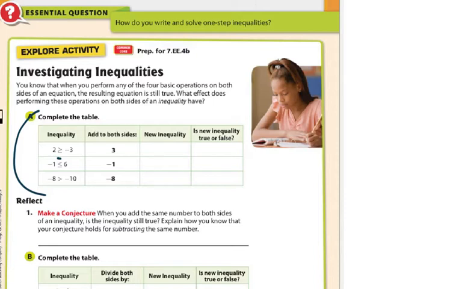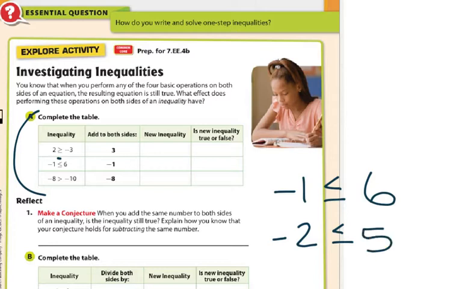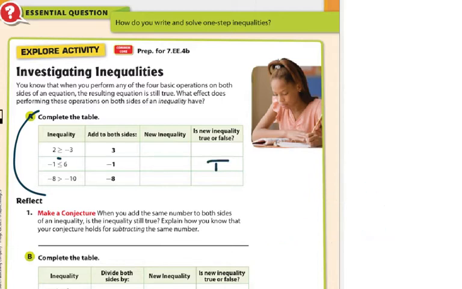So now they give us -1 is less than or equal to 6. And they want us to add -1 to both sides. So if I add -1 to -1, I end up with -2. And is that less than or equal to 5? If I do 6 minus 1, I end up with 5. And let's see if this is true. -2 is less than or equal to 5. Yep, -2 is less than it. So that is also true. Go ahead and solve the third one on your own. Tell us if it's true or not, and then I'll work through it with you.